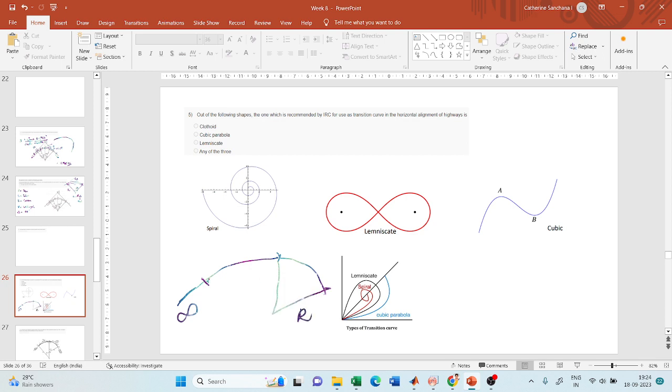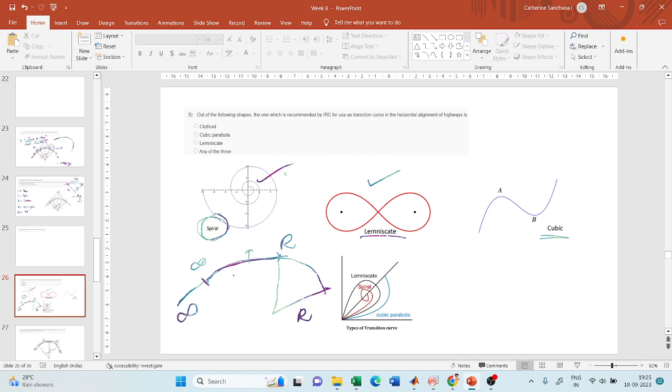Now, within this transition curve, the radius of this section should vary from infinity to R. This is achieved in many ways. There are many types of transition curves where, with increase in length, your radius will decrease. As you move along this length, the radius of this curve will decrease from infinity to R. This is the main concept, but there are many ways of doing it. You can use a transition curve as a spiral curve, a lemniscate curve, or a cubic parabola.